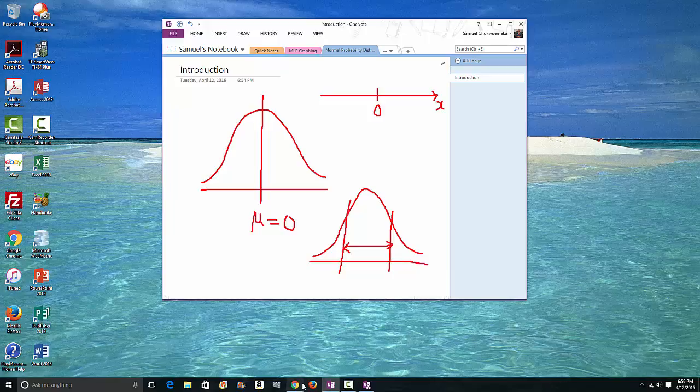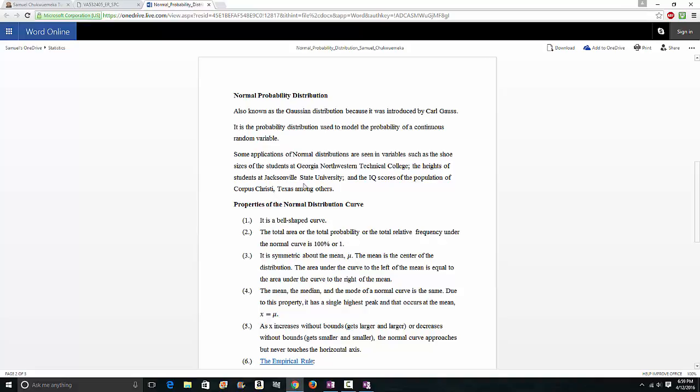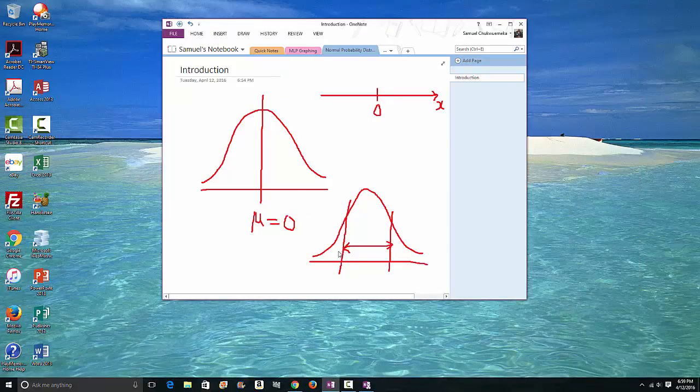The same thing goes with height. Heights of students at JSU, Jacksonville State University. Some students are very short. Then majority of the students are average height. Then some students are really, really tall, 6 feet, 7 feet. Now, but few students are short. A lot of students are average height. Then few students are very tall. So that is a normal probability distribution.